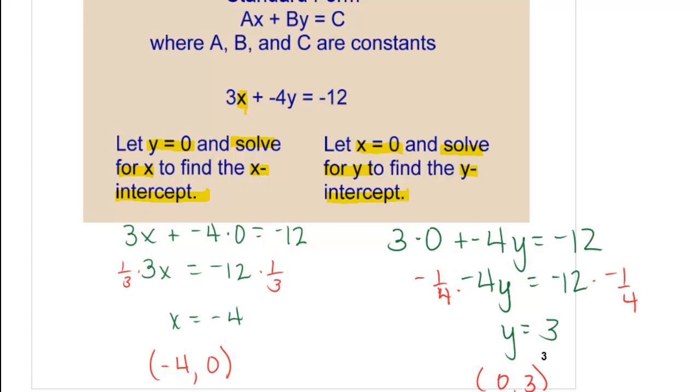And whenever we have a line crossing the y-axis, x is going to be 0. So the point on the y-axis will always have x equaling 0.